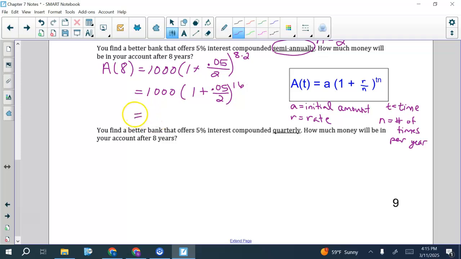All right, so go ahead and calculate that. Again, typing for that fraction bar, just put a divide sign. So it's going to be like 1,000 parenthesis 1 plus 0.05 divided by 2 parenthesis to the 16th. So it should look like that in your calculator.